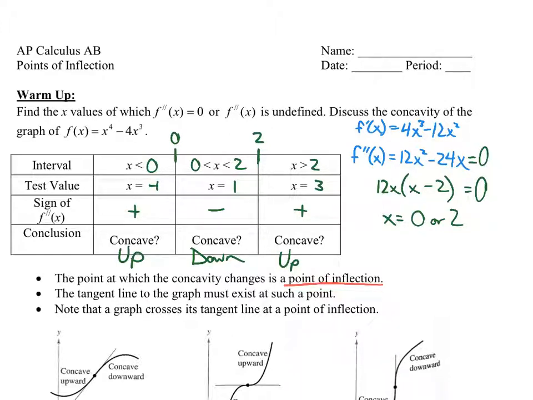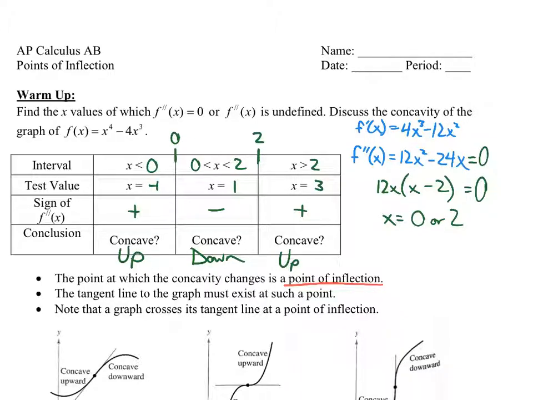Now, one thing about this is that the tangent line to the graph must exist. It has to be an actual point on the graph. And also the first derivative would need to be defined at that point. But here's the thing, if you're going down through looking at the first derivative first and then the second derivative, it should be pretty obvious if it's not.